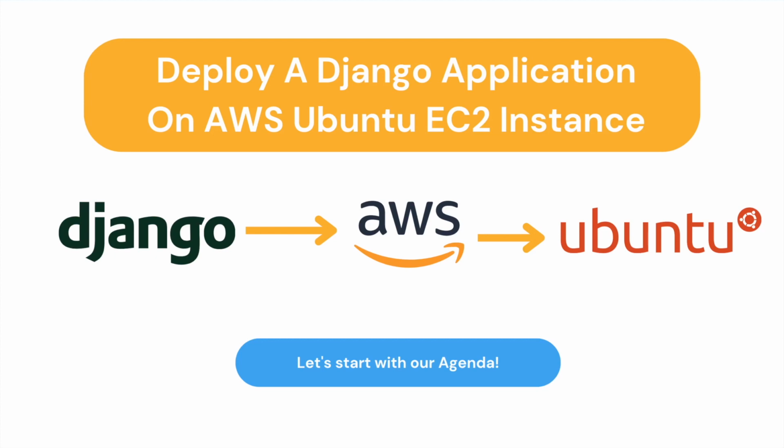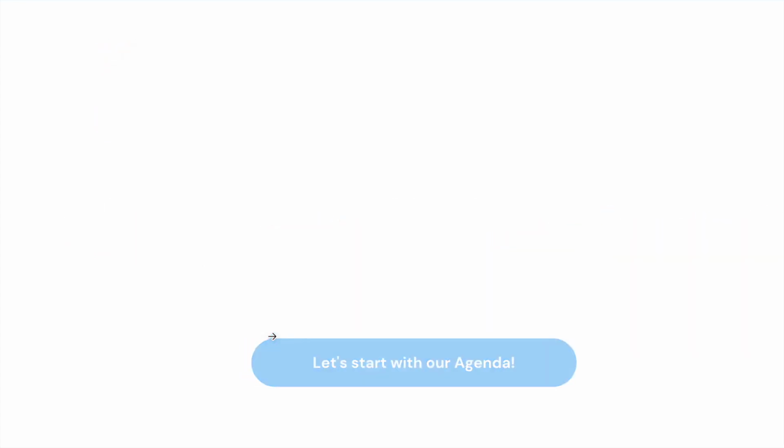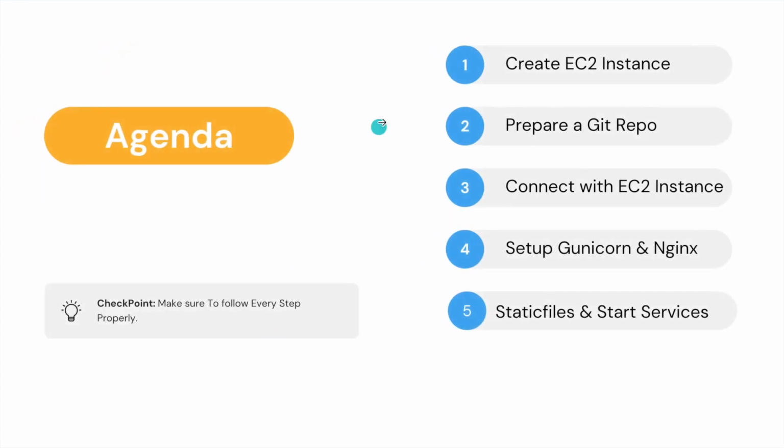In this video, we are going to discuss how we can deploy a Django application on AWS. So let's start with our agenda. We need to follow all these points to deploy our Django application on AWS.